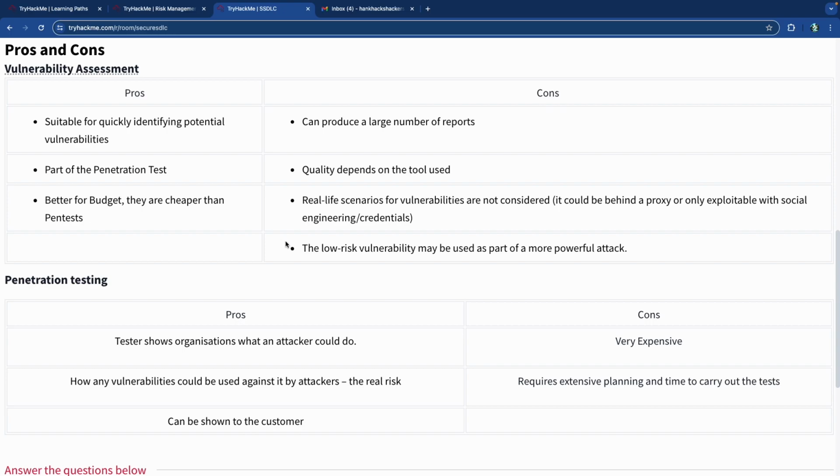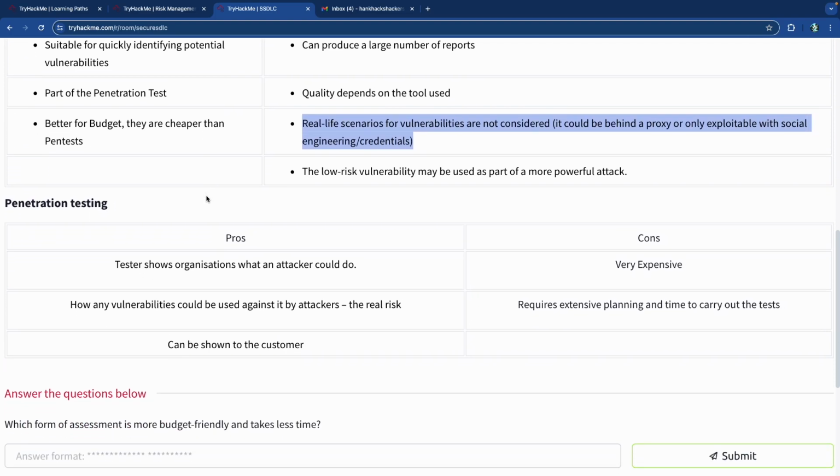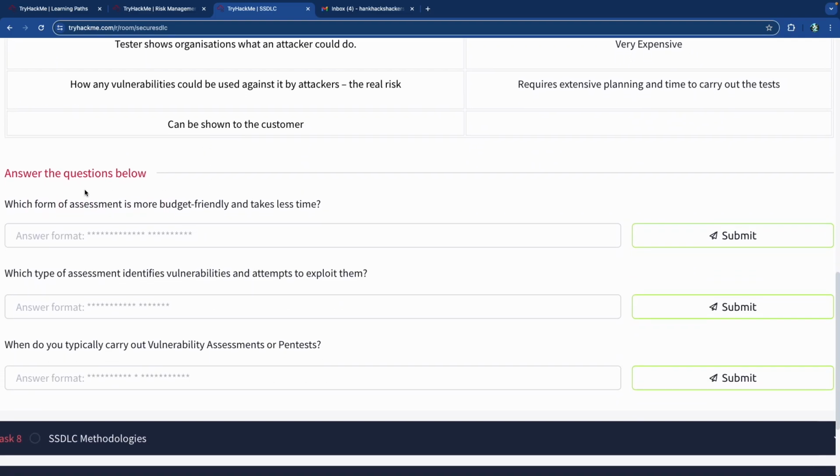A really good show for this is Mr. Robot. If you haven't seen it, it has very good examples of what a pen test would be and how you can attack an organization in a lot of different ways, social engineering attacks, everything. So they cover all the bases in Mr. Robot. Really great show.